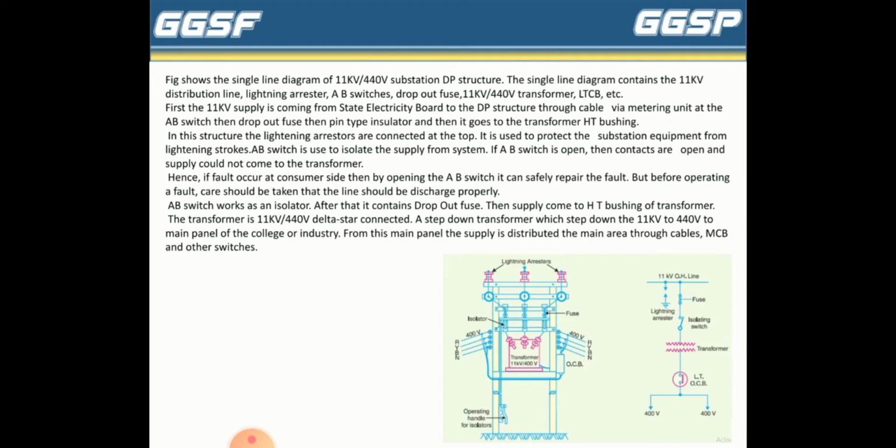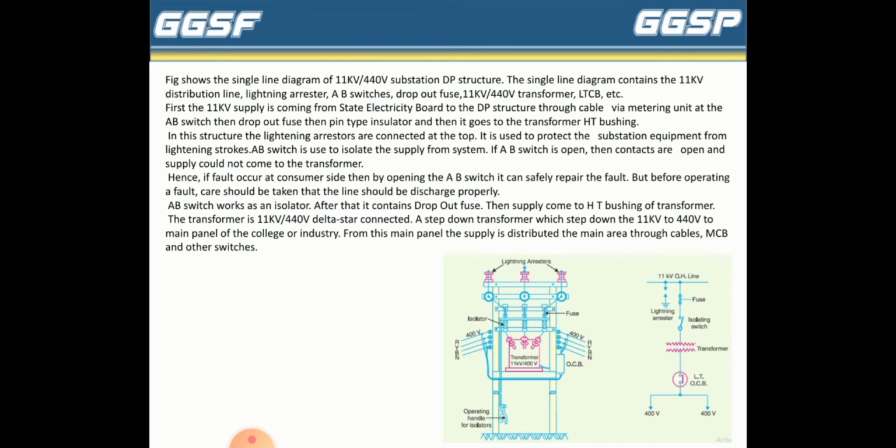The AB switch is used to isolate the supply from the system. If the AB switch is open, then the contacts are open and supply cannot come to the transformer. Hence, if a fault occurs at the consumer side, then by opening the AB switch, the fault can be safely repaired. But before working on a fault, care should be taken that the line is discharged properly. The AB switch works as an isolator. After that, it contains the dropout fuse. Then supply comes to the HT bushing of the transformer.